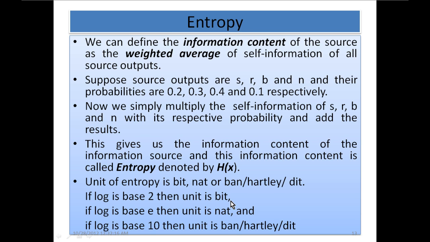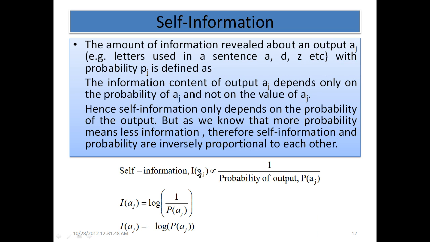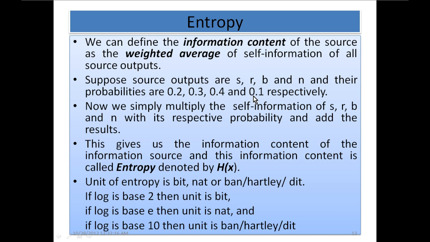Now here we have determined the self-information contained by each letter. For example, what is the self-information of A or D or Z according to their probability. For example, if the probability of A is 0.1, then self-information of A is simply the log of 1 over 0.1. Now what we want to know is what is the average information contained in that source output.